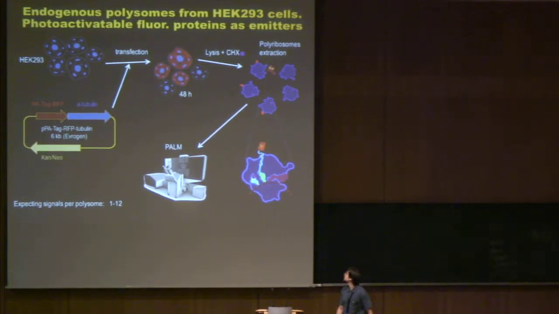We used the HEK-293 human cell line. It was transfected by this plasmid that encodes photoactivatable red fluorescent proteins fused with alpha-tubulin. So transfected cells were lysed, and translation in polysomes was stopped by adding cycloheximide.